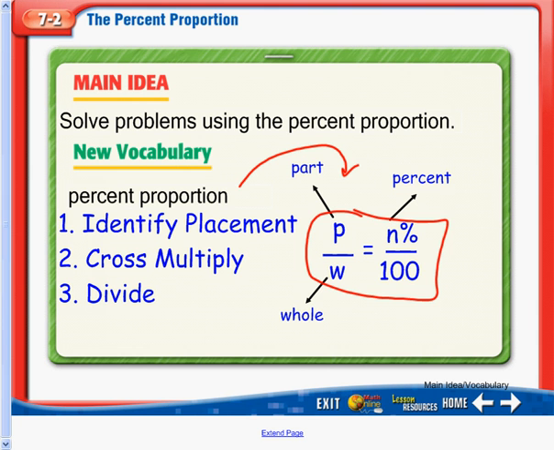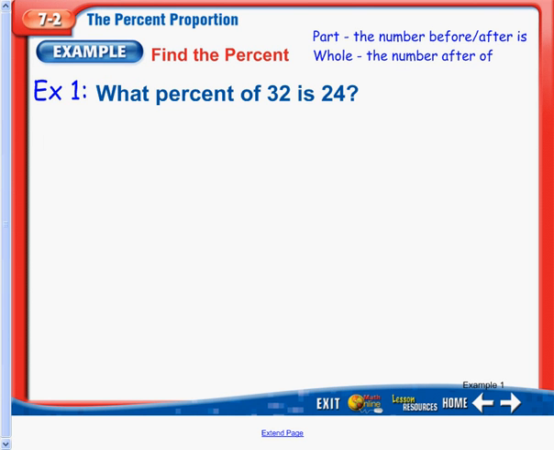So these three steps on our left, we will actually come back to the slide to view them. Identifying placement is going to be the key part to solving these problems. Then we're going to have a proportion where we just cross multiply, then divide, which is labeled in steps 2 and 3. So example 1 is: what percent of 32 is 24?